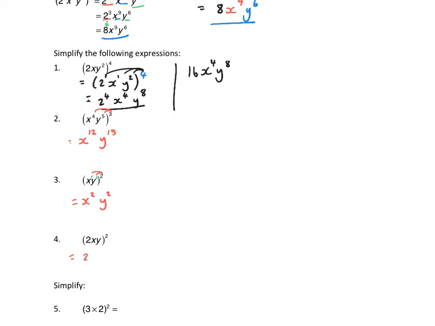So that means 2 to the 1, x to the 1, y to the 1, all to the power of 2. So you multiply it to each of those interior exponents: 2 to the 2, x to the 2, y to the 2, and that of course is equal to 4x squared, y squared. Right, 2xy times 2xy is 4x squared, y squared.